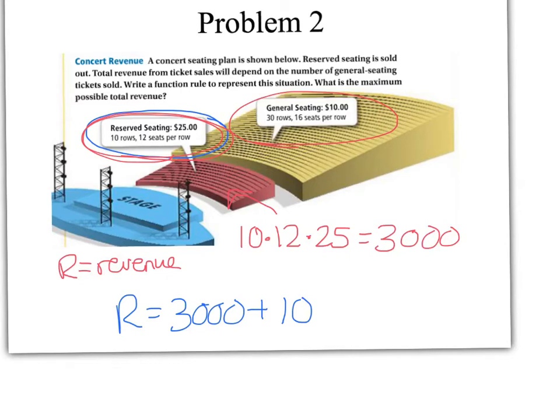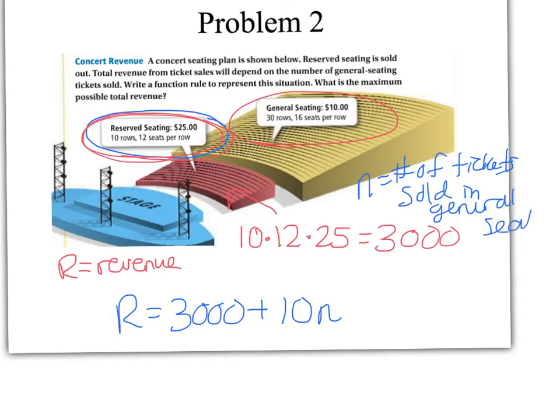We can just use N. And N can represent the number of tickets sold in general seating, because we already did the reserved seating. Okay, so that would be your function rule.